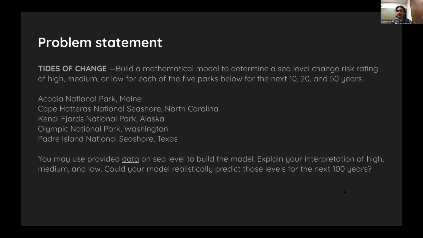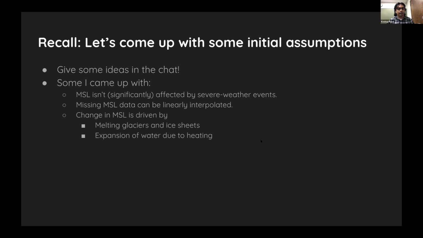So there are a lot of different pieces of this question. We have to create a risk assessment of high, medium, and low, and we have to explain that interpretation. And then, certainly at least for the next 10, 20, and 50 years, we have to assign one of these risks for each of these times for each of these parks, right? Okay, as a little bit more of a recap of what we did last week, Wesley took us through some initial assumptions and some questions that we might have, and these are the kinds of things we had discussed last week.